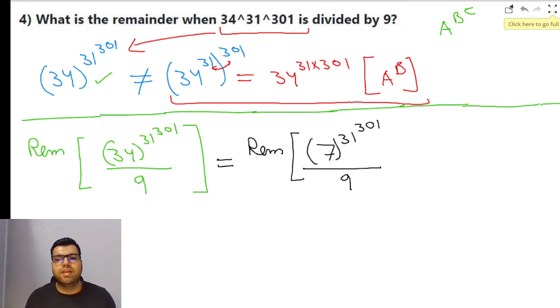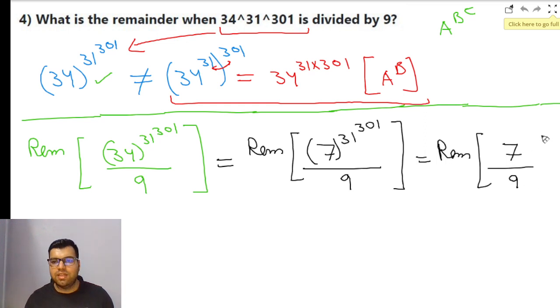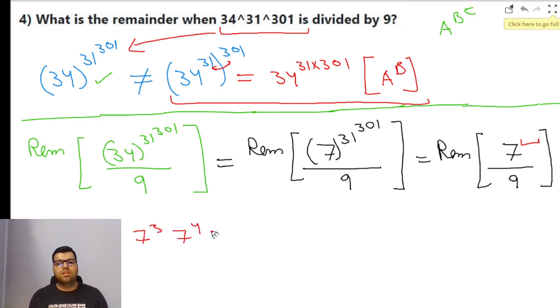with 9. So I can say I have 7 raised to power something. I have to inquire what this something is. That something is 31 raised to power 301. But I have to inquire more about this. So see, first we will look for a pattern. Say we have 7 raised to power 1, then 7 raised to power 2, 7 raised to power 3, 7 raised to power 4, 7 raised to power 5, and so on. So if we have 7 raised to power 1, the remainder with 9 is 7.